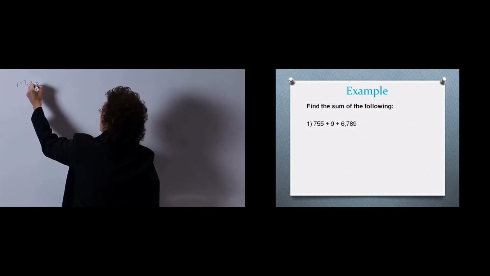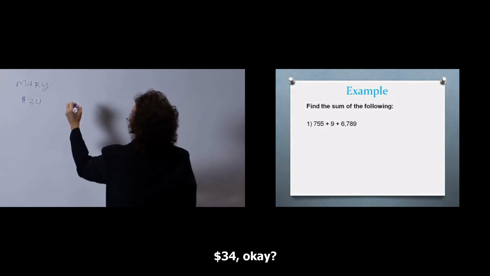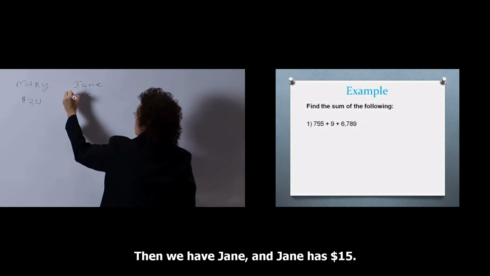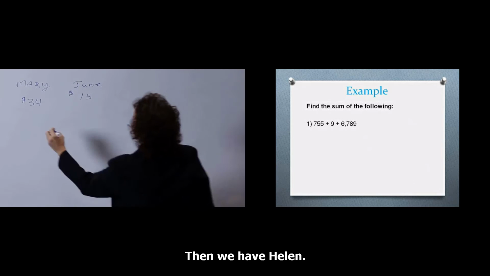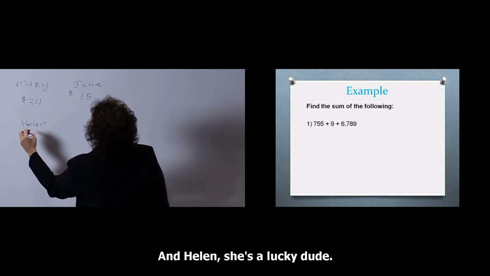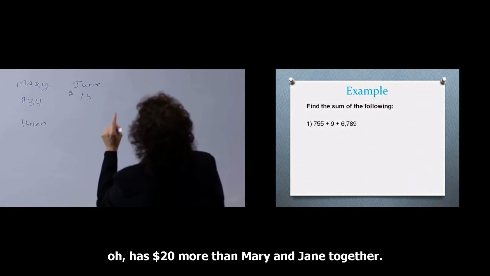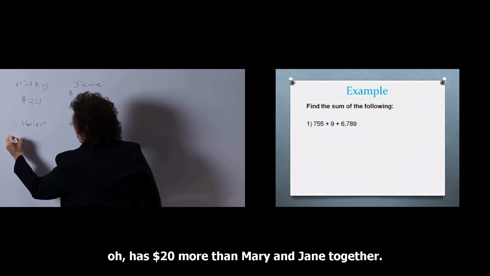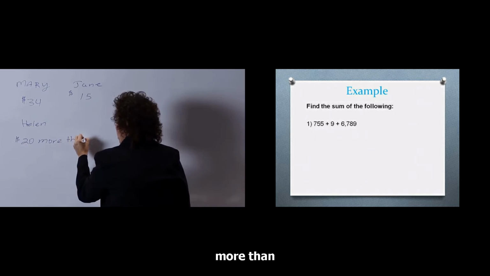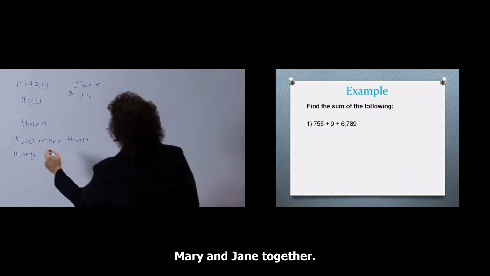Okay, we have Mary, and Mary has $34. Then we have Jane, and Jane has $15. Then we have Helen, and Helen, she's lucky. Helen has $20 more than Mary and Jane together.